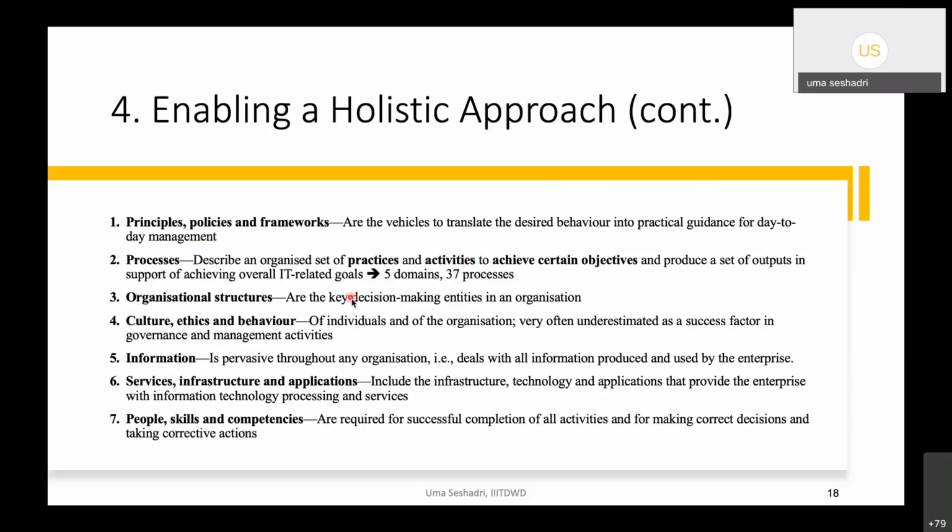So organizational structure, it is nothing but your CEO or the management structure, the decision making entities who are involved in higher level decisions for the businesses. So it can include CEOs, CIOs, CFOs, such senior managers. And the culture, ethics, behavior, they also are part of developing the COBIT culture in the organization. So who are part of that? Individuals of the organization, very often underestimated as a success factor in the governance and management activities.